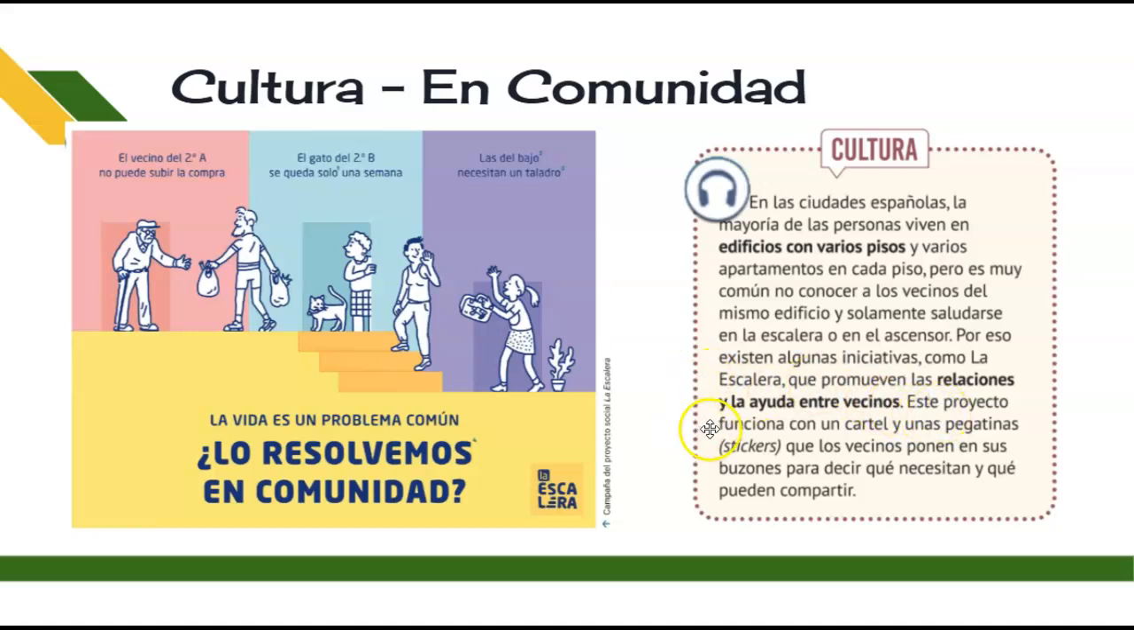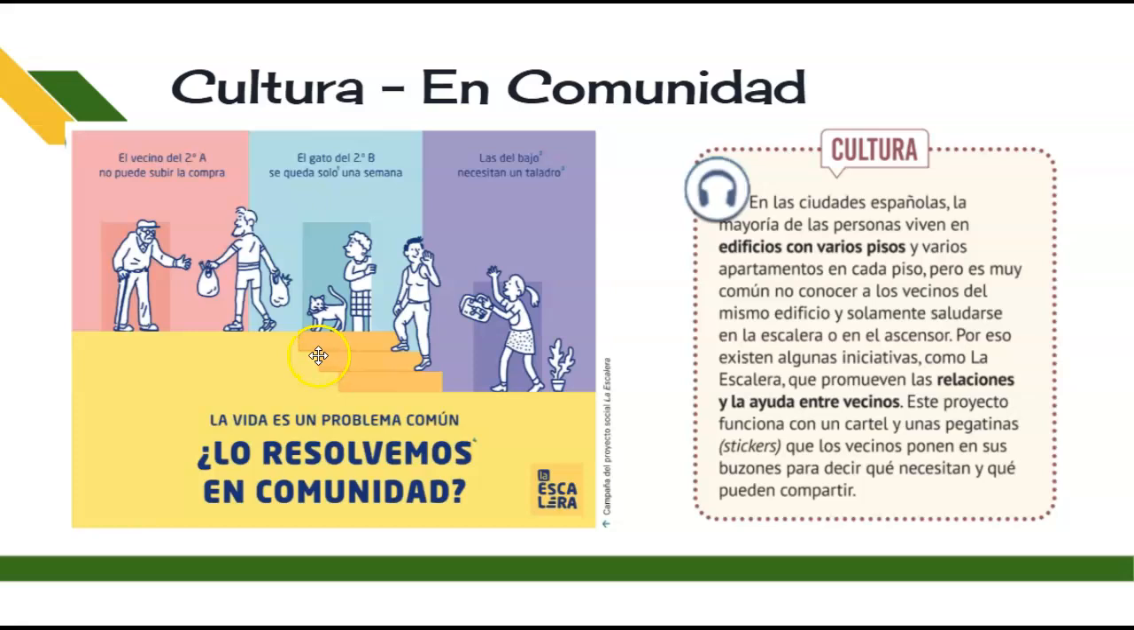Este proyecto funciona con un cartel y unas pegatinas, unos stickers, que los vecinos ponen en sus buzones, on their mailboxes. They put these stickers on their mailbox para decir que necesitan y que pueden compartir. They're going to say what they need and what they can share. So they're just putting a little sticker on their mailbox that says, hey, I need something, or I have something I can share. So kind of trying to build some relationships and cross those barriers in neighborhoods.